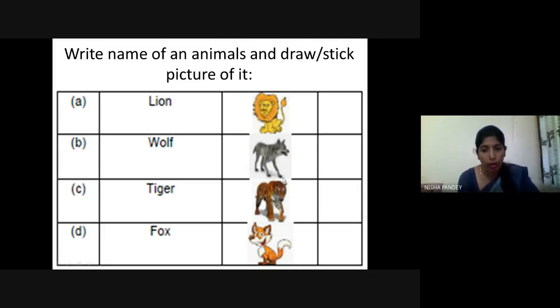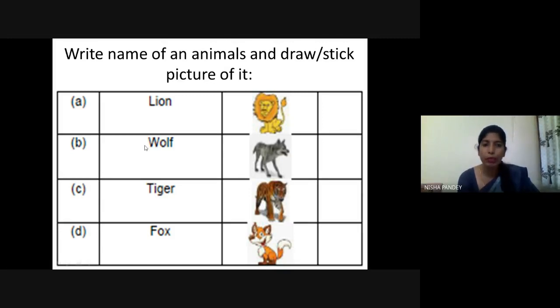So if you want to draw them, very good, right? And if you want to stick a photograph or picture of it, you can browse the old textbooks of your UKG, LKG, or wherever you can get them. You can cut these pictures out and paste them. So it's an interesting activity for you.